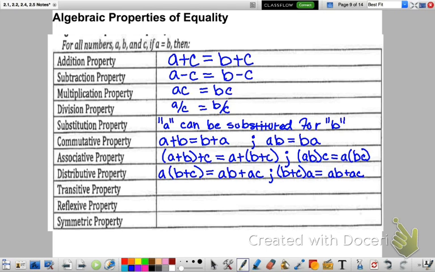Transitive property. So if we already know that A is equal to B, and then B is equal to C, then we can say that A is also equal to C.